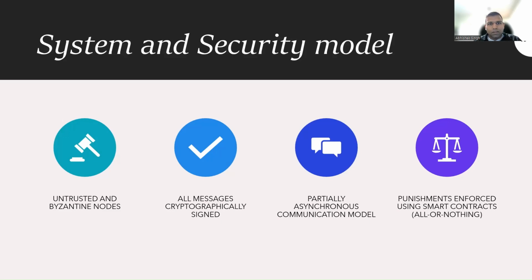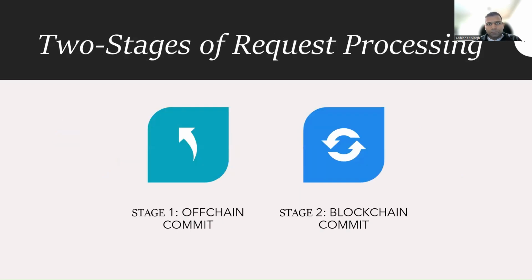All data is cryptographically signed, and all messages are identified to the sender. The communication model is partially asynchronous, and the punishment model enforces all or nothing. That is, you either get punished completely, you lose all your escrow funds or data or monetary investments, or you don't lose anything.